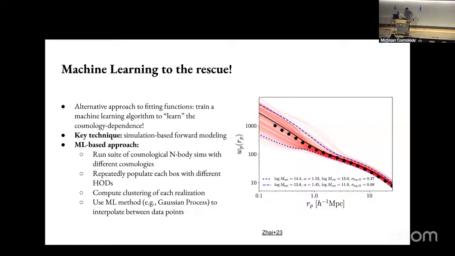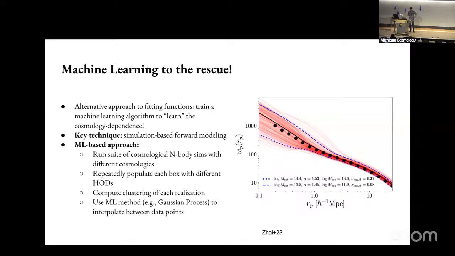And so this is a paper led by Zhongxu Zhai a couple of years ago using the AbacusSummit cosmological suite of simulations for this purpose. Let me briefly point out, especially in 2025, people hear AI, ML, or even machine learning, they assume that it was a neural network.